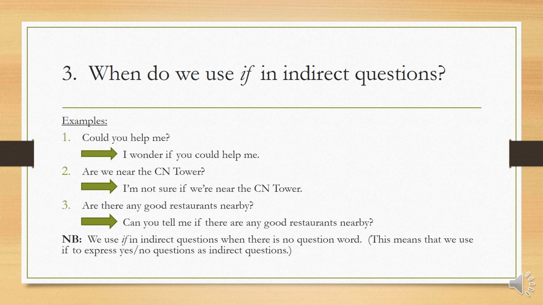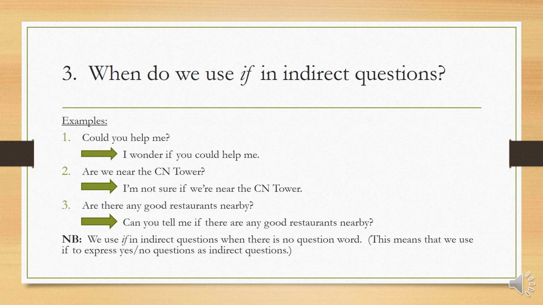Notice the original question in 1, 2, and 3. What kind of questions are these? Notice they're all yes-no questions. If someone says, could you help me? It's possible to answer with yes or no. The same is true for, are we near the CN Tower? And for, are there any good restaurants nearby? We can say yes, there are, or no, there aren't.